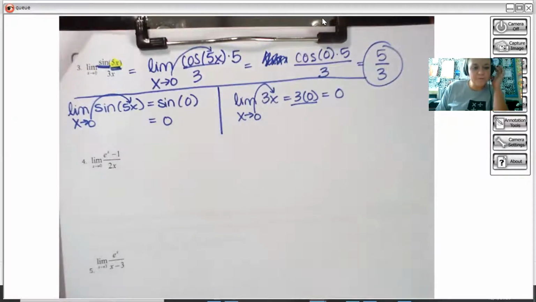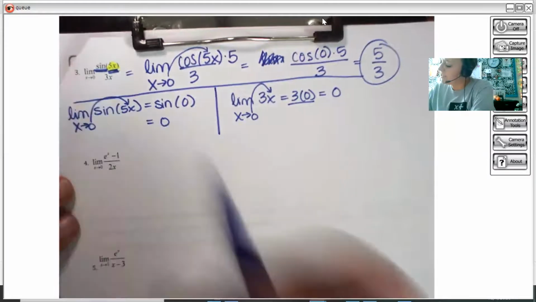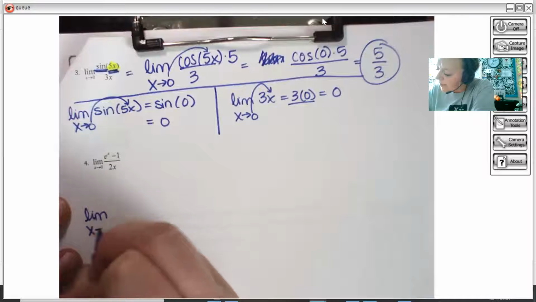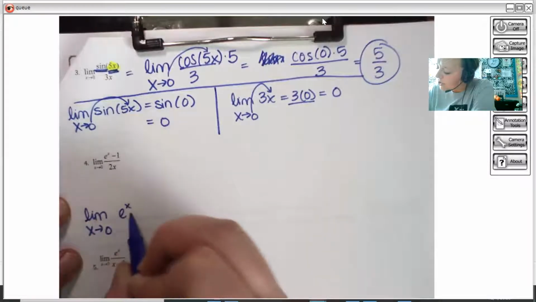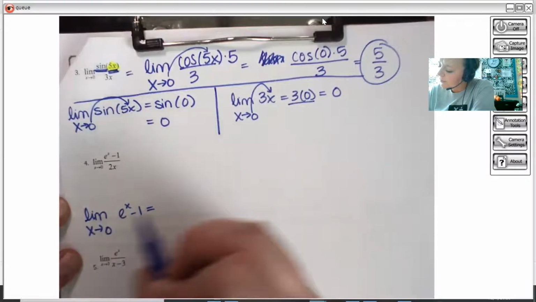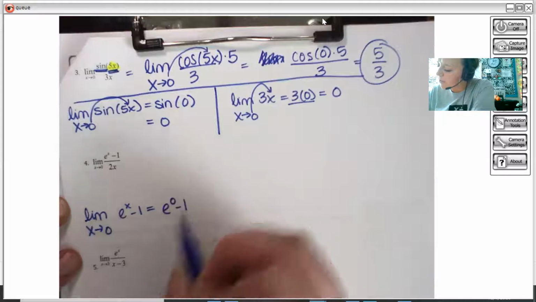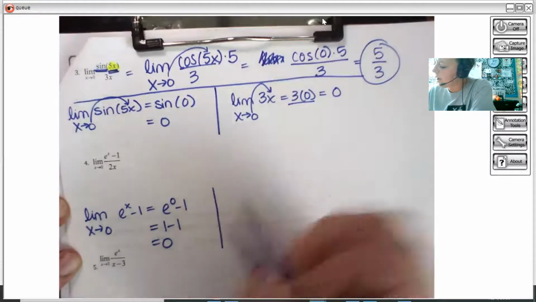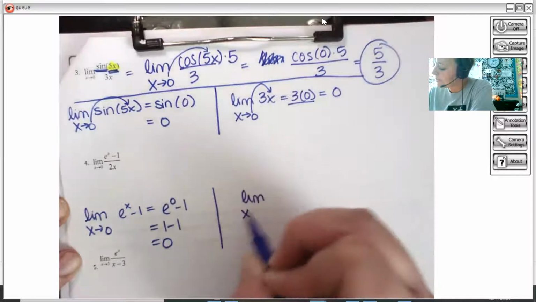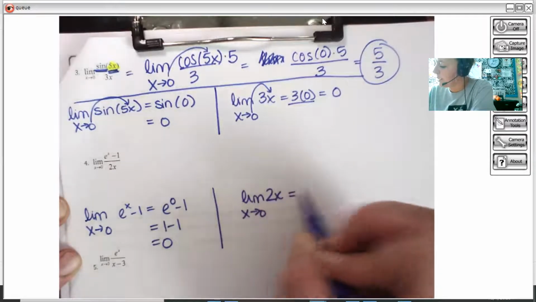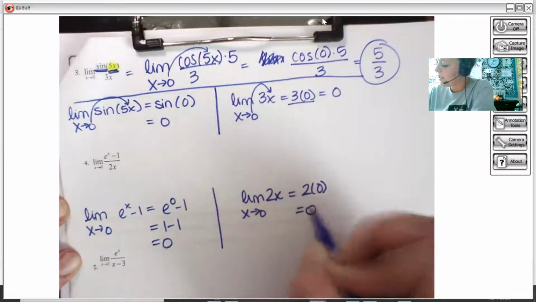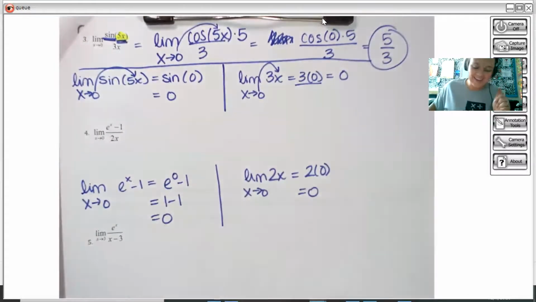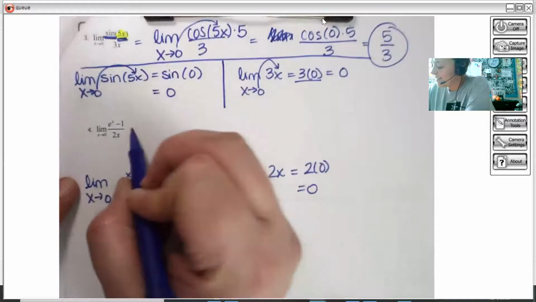Let's go to number 4. We have x approaching 0. I'm going to check both my limits separately. So first I'm going to let x approach 0 for the top function. Plug in 0, e to the 0 minus 1 is 1 minus 1, which is 0. Then I check it for the bottom. Limit as x approaches 0 of 2x. Well, that'd be 2 times 0, which is 0. So I got 0 on top and on bottom. That means I got to do more. So we're ready to take the limit again.